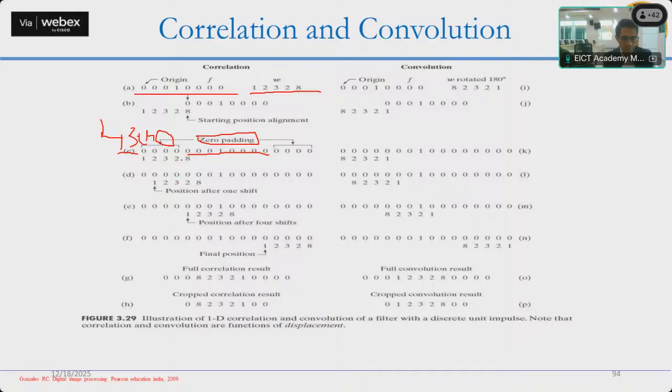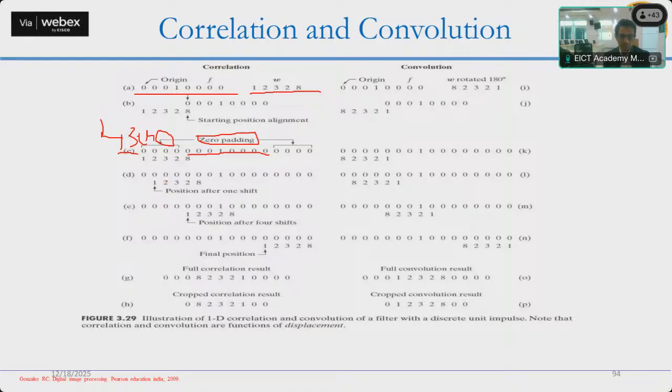0. After the first shift, again see, when you multiply all these elements, 1 with 0, 2 with 0, 3 with 0, 2 with 0, 8 with 0, again we will get basically 0. Then we shifted the third time. 1 will come here, 1, 2, 3, 2, 8. 8 will come under the 0. Again it will be 0.